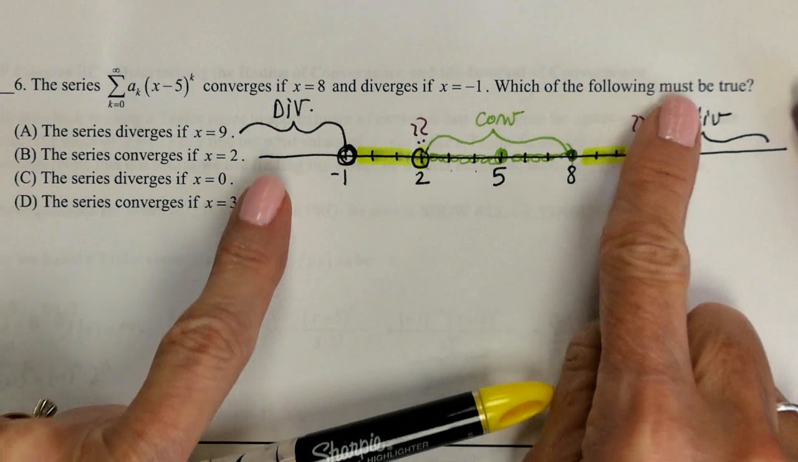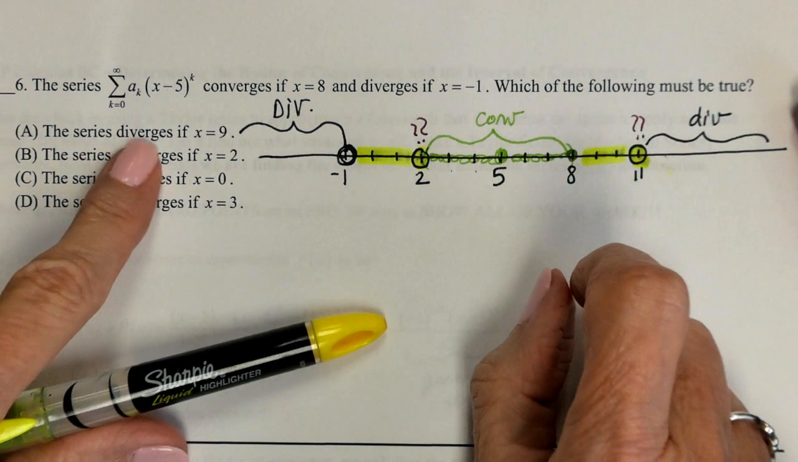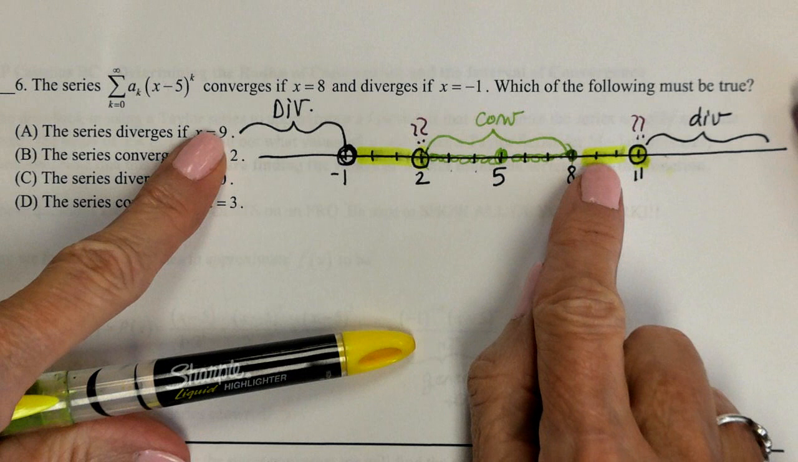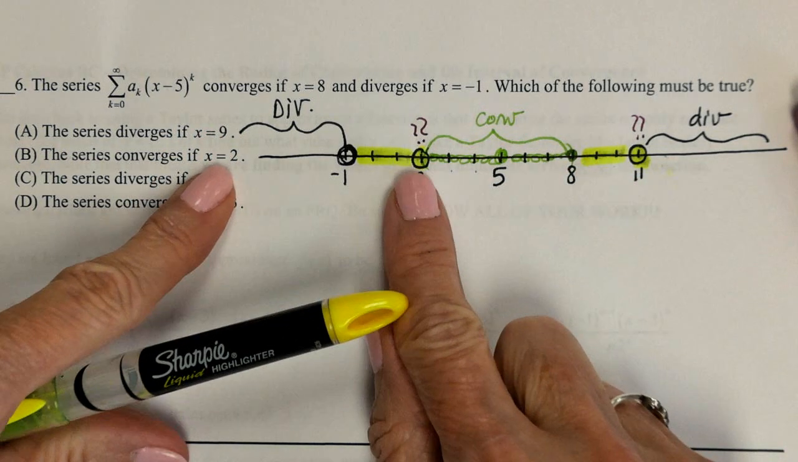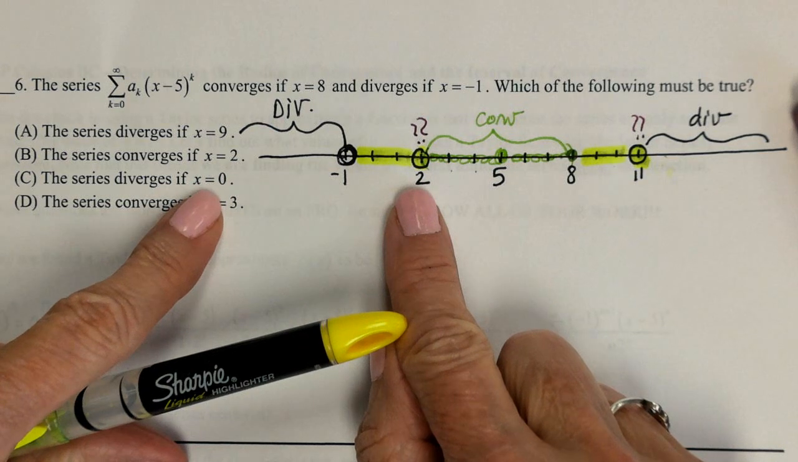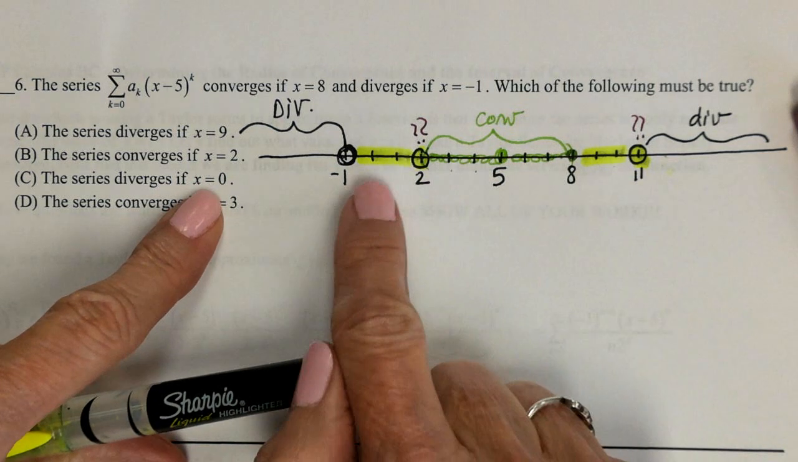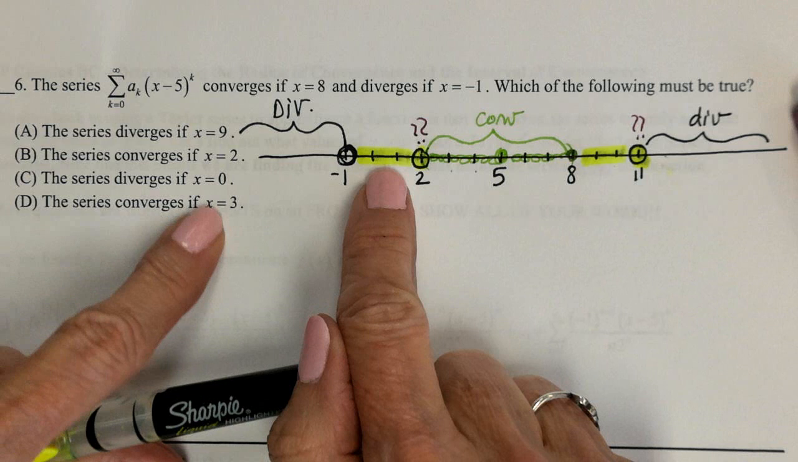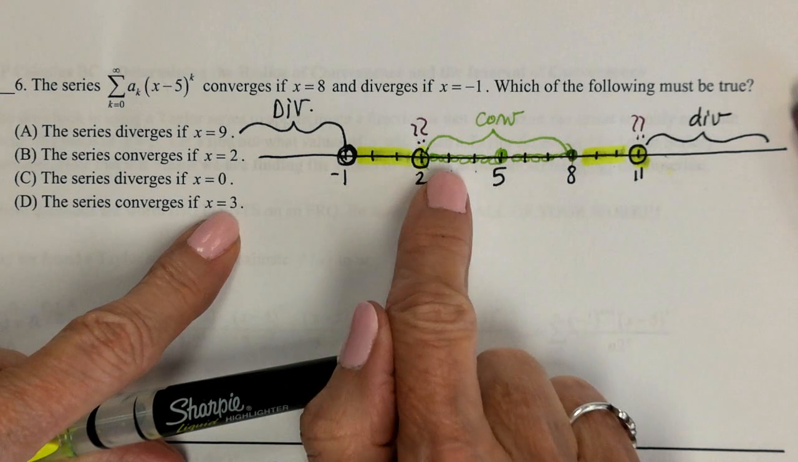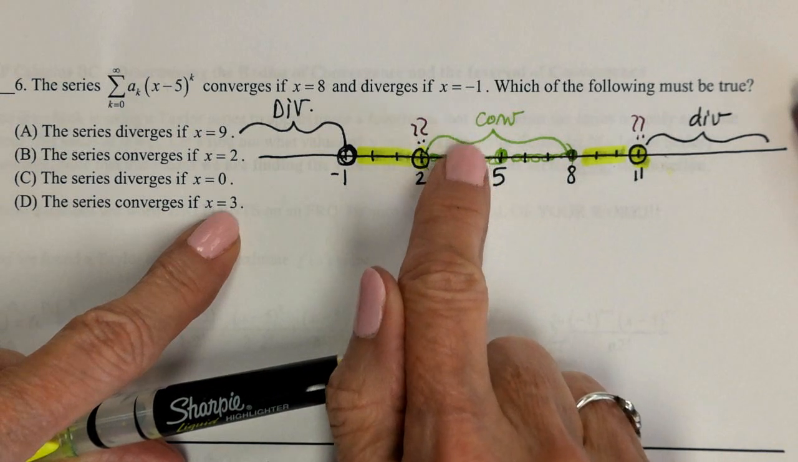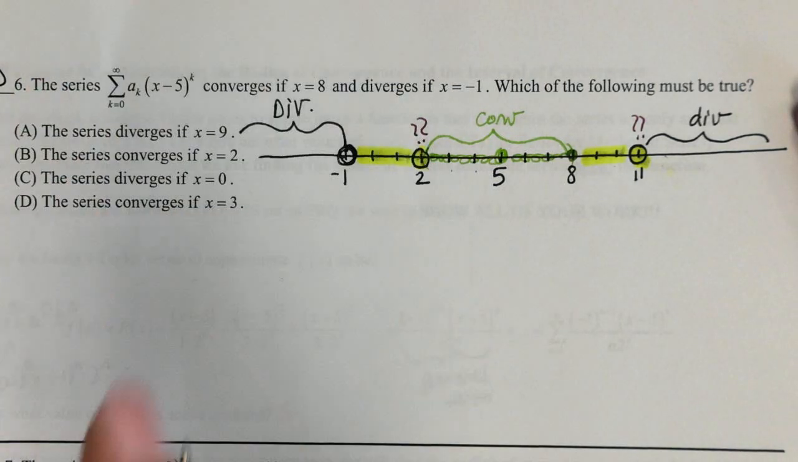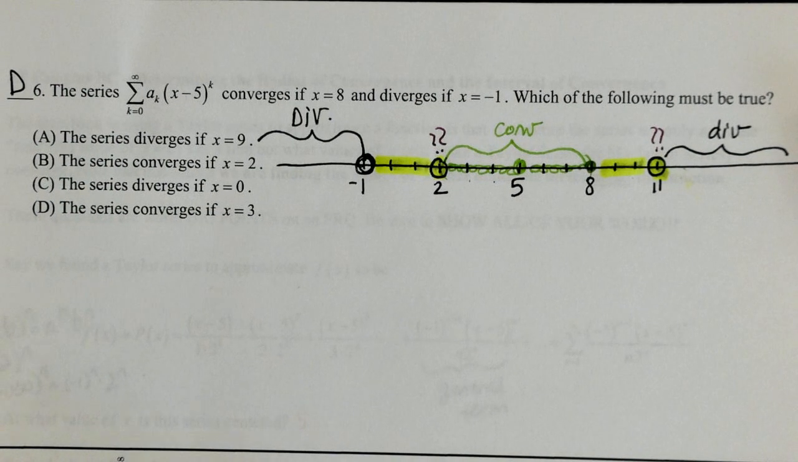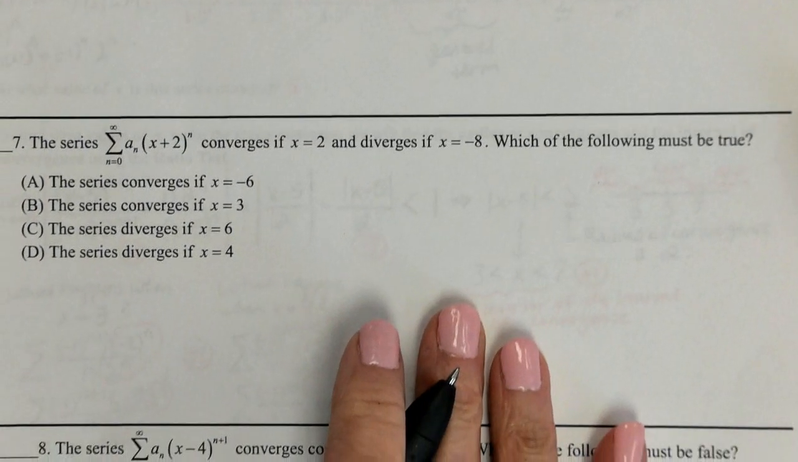So which of the following must be true? Diverge is at 9? Nope, that's in my I don't know spot. Converge is at 2. I don't know what happens at 2. Diverge is at 0. I don't know what's happening at 0. Converge is at 3. Yes, that is true. That must be true. So D would be my answer there. Okay, let's do another one.